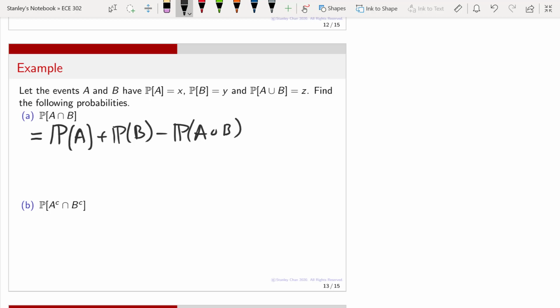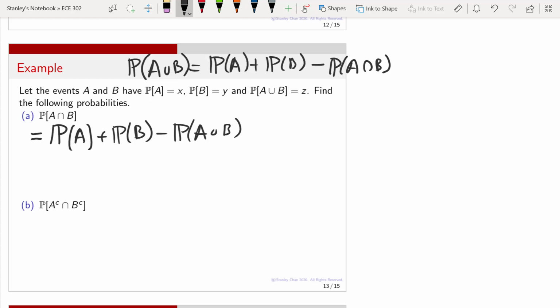Now, why is this true? Let's recall the formula. The formula says that the probability of A union B is the probability of A plus the probability of B, and then minus the probability of A intersect B. So now you can move this to the left-hand side and that to the right-hand side, and then you have this result. Now you can plug the numbers in. Here you will get X, here you will get Y, and here you will get Z. And so the probability of A intersect B is X plus Y minus Z.